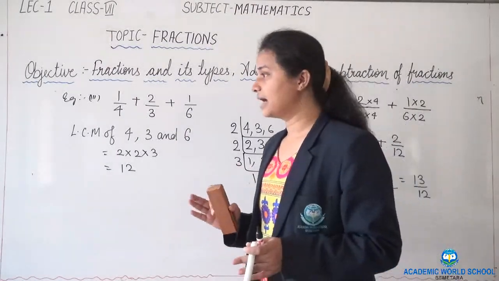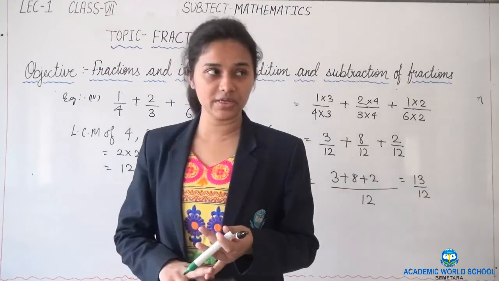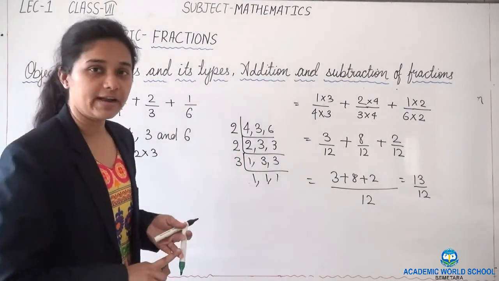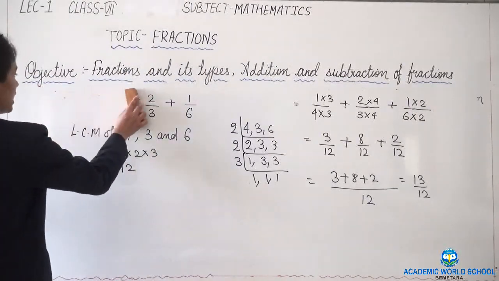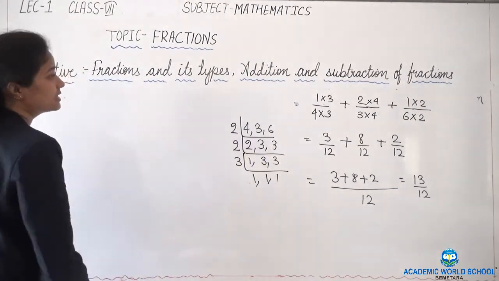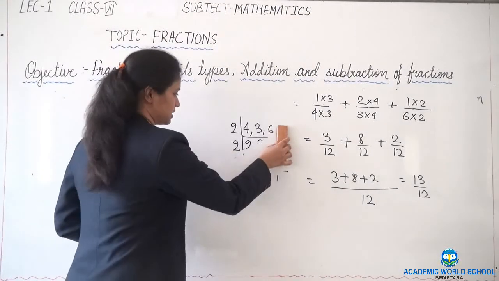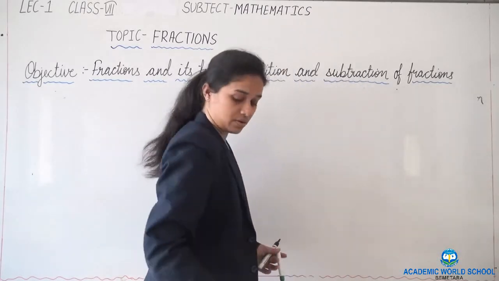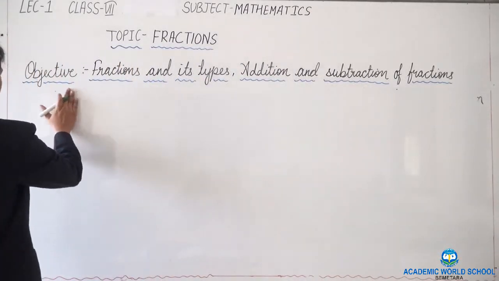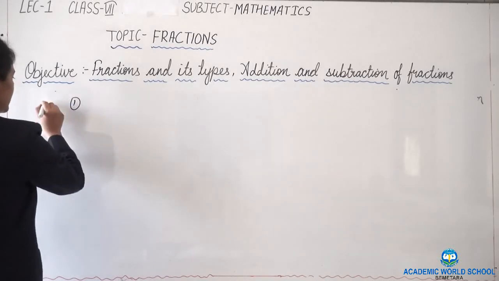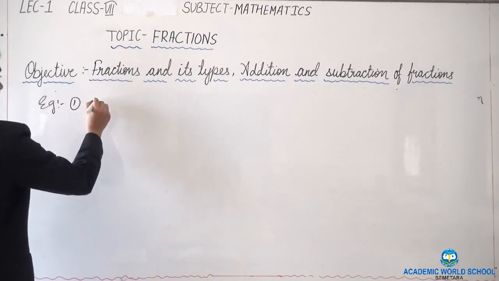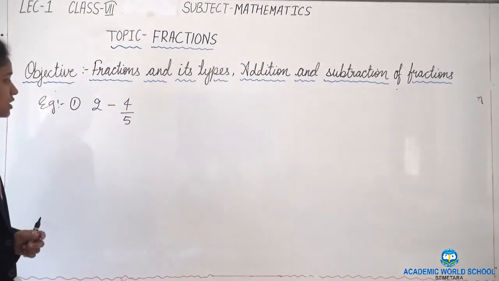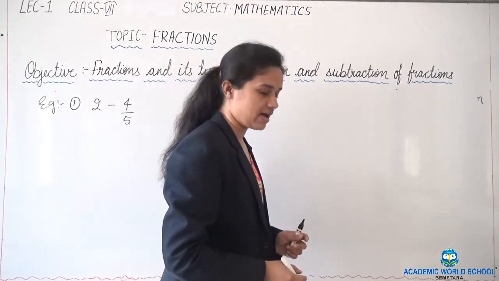So to add unlike fractions, the very rule you have to follow is converting the unlike fractions into like fractions by finding the LCM. Now the next topic for us is subtraction of fractions. Again, to subtract fractions, we will go by the same method. Let us consider one example. 2 minus 4 by 5.